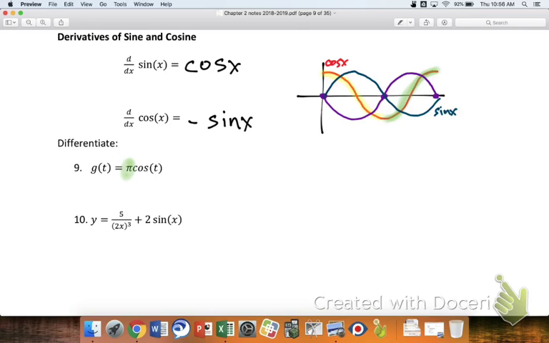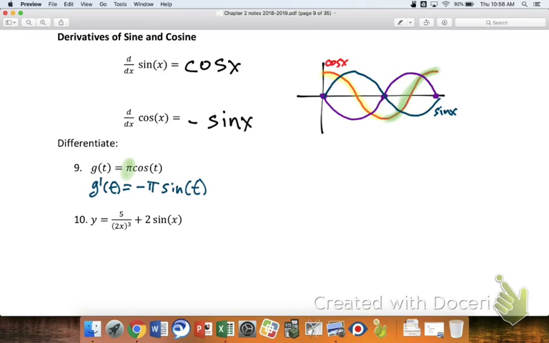So for 9, what's the derivative of cosine? Negative sine. Then we just mentally put the pi back in there. So g prime is equal to negative pi sine of t. Does that make sense? It's that constant multiple rule combined with the derivative of cosine.